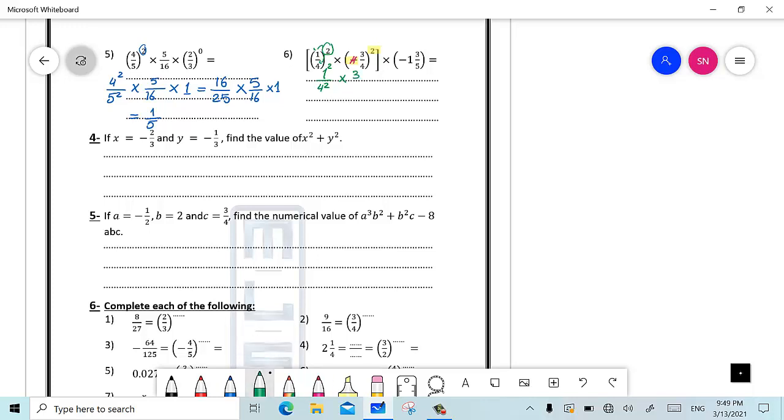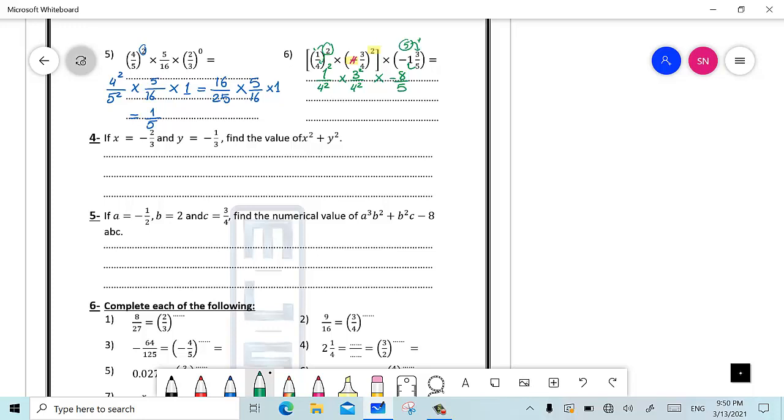So I have now 3 raised to the power of 2 over 4 to the power of 2 times, here I have a mixed number, so I'm going to change it to an improper fraction. How do I change it to an improper fraction? 5 times 1, this is equal to 5, and then I add 5 plus 3, this is equal to 8, so I have negative 8 over 5.